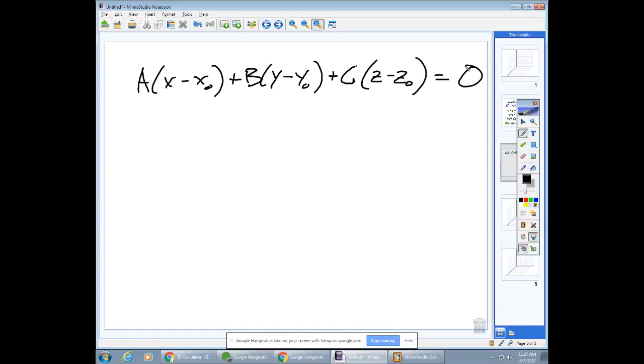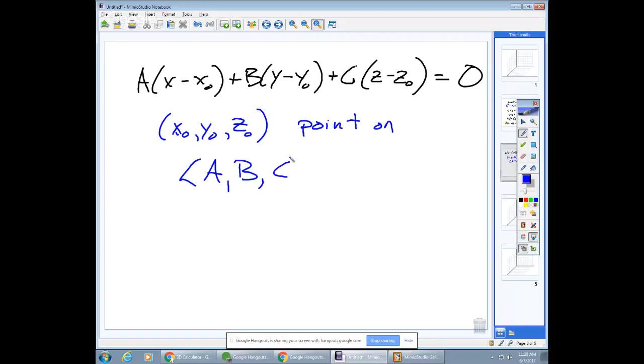And what do all these numbers mean? Well, the point x0, y0, z0 is a point on this object. And the vector A, B, C is a normal vector to whatever I'm sitting on in 3 dimensions. Okay. Question is, if I graph that black thing, what is it?